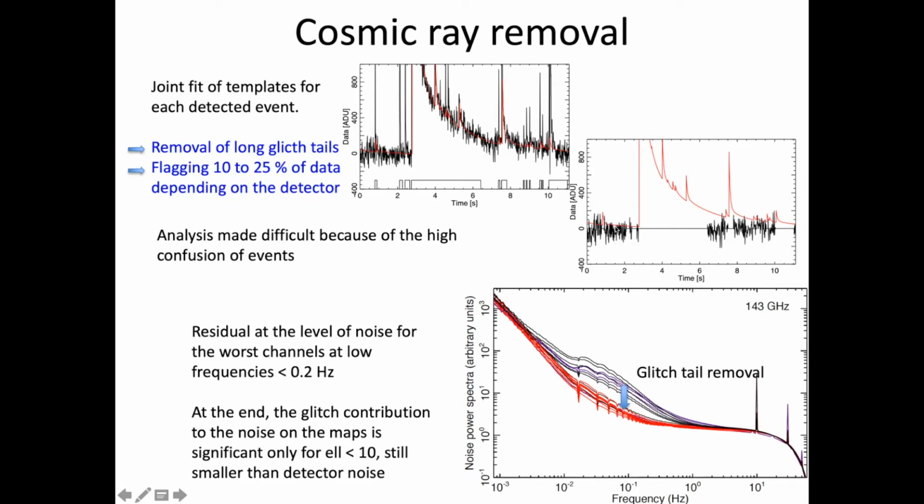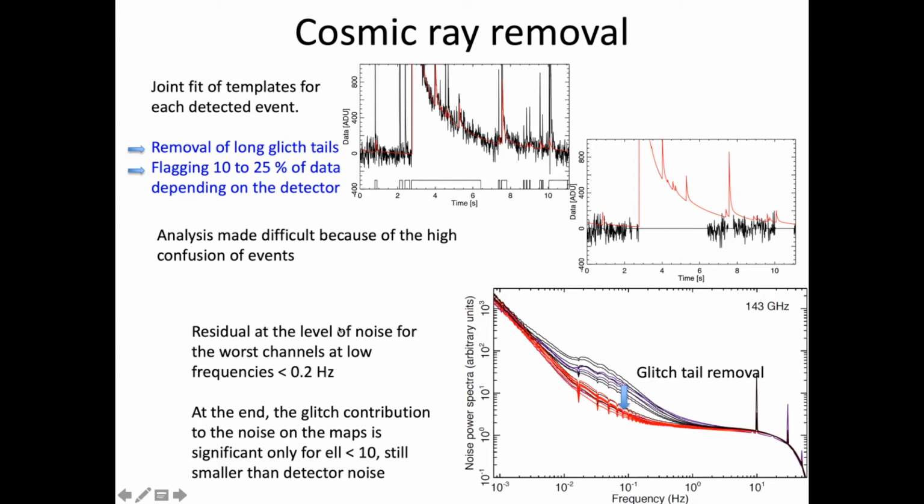Otherwise, you are left with this excess noise at low frequency. If you don't do anything, if you just flag the fast part, you are left with a long tail, and you are left with excess noise in the power spectrum. So this is a TOD, TOI power spectrum. And after cleaning of the data, we got those spectra for different detectors here at 143 gigahertz. So it was pretty efficient, but it took a long time to reach that, many iterations.